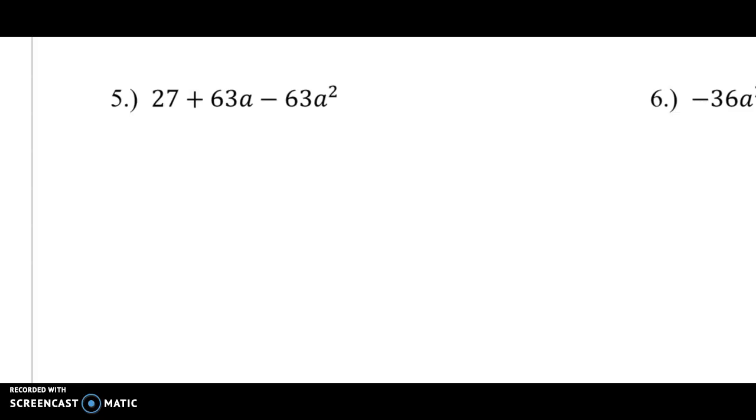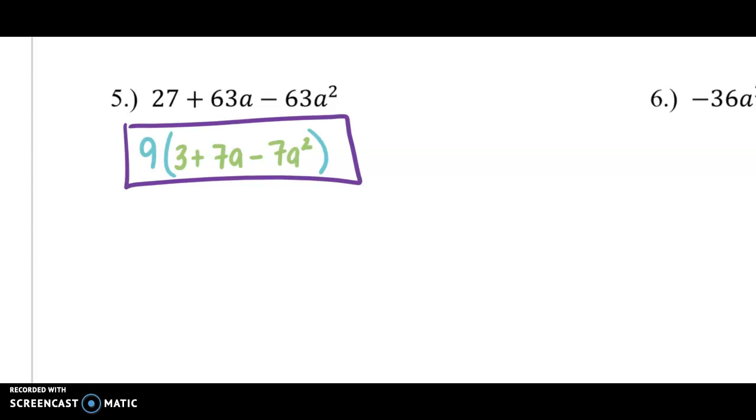What is the largest number that goes into all of those? 9 would be it, right? So 9 is the largest number that goes into all three of those terms. If I take 9 and I divide 27 by it, I'm setting up my parentheses, and then I'm dividing each of my terms by the GCF, I would have 3. Plus 63a divided by 9 would be 7a, minus, because that's the sign that's there, 63a squared divided by 9 would be 7a squared. And that would be my answer.